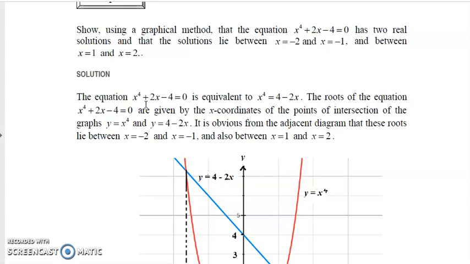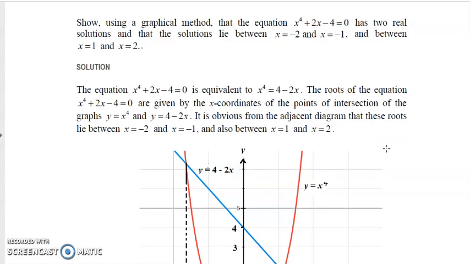So we know that x to the power of 4 plus 2x minus 4 is equal to 0. We can write it in this way: x to the power of 4 is equal to 4 minus 2x. We can see from here, the first one is x to the power of 4, which means degree 4. The other one is linear.